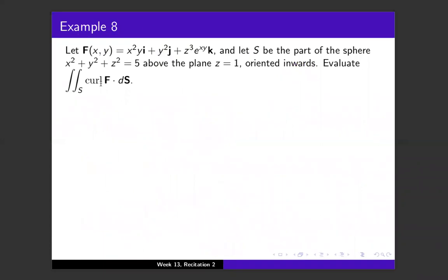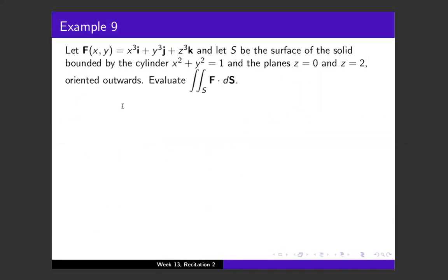I want to do one more example. Here we have x cubed i plus y cubed j plus z cubed k as our vector field. S is the surface of the solid bounded by the cylinder x squared plus y squared is 1 and the planes z equals 0 and z equals 2, oriented outwards. Whenever you see anything that says surface of the solid, that should scream divergence theorem. So we want to use the divergence theorem in this case.